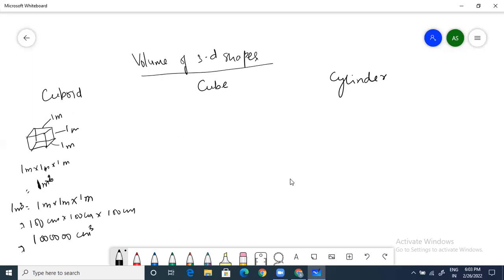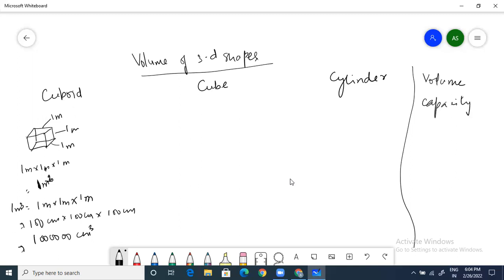When you say capacity, it is also the volume. The only difference is in the units. In terms of volume, we talk about meter cubes or centimeter cubes. In terms of capacity, we talk about liters. We'll talk about how volume and capacity are related in terms of their units in a little while.